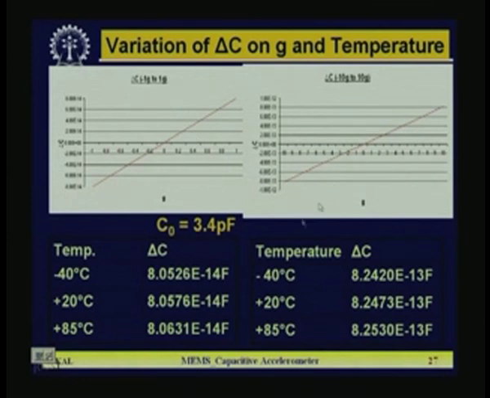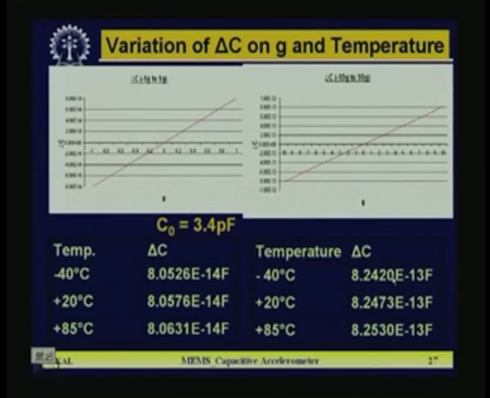So, for 1G and 10G, in both cases, the two designs have been calculated and simulated, and the values are shown here. C naught means at the rest position the capacitance is 3.4 picofarad, and these are the delta C. Calculation has been made with temperature, and there also you can find there is hardly any difference. That is the beauty or advantage of this capacitive accelerometer compared to piezoresistive. You can see in both cases the variation is almost negligible, maybe in the third decimal place, in 10 to the power -13 farad.